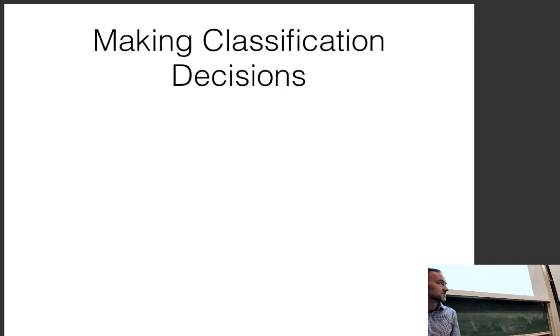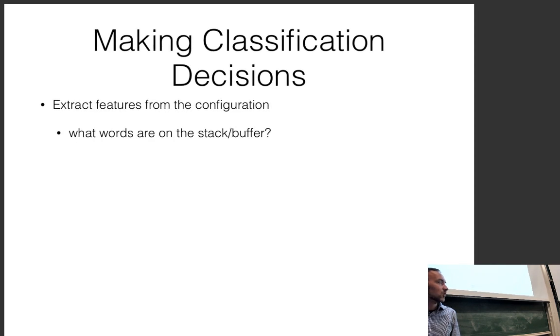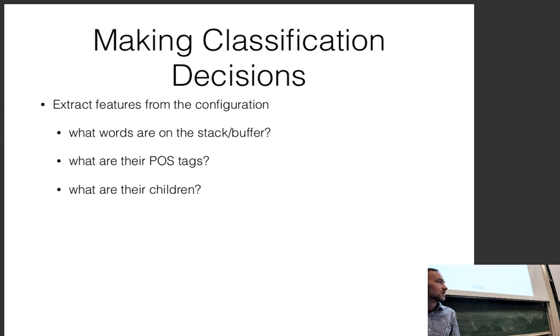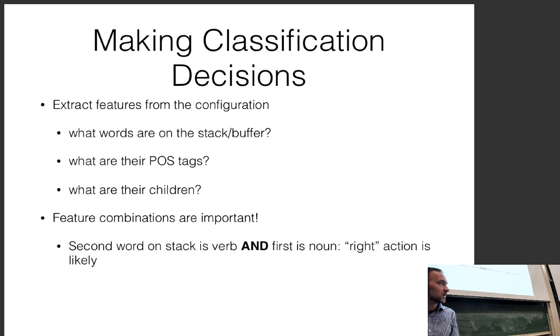So making classification decisions, as was noted, we can extract features from the configuration: what words are on the stack or buffer, for example, what are their part of speech tags, what are their children. And feature combinations are really important. So for example, the second word on the stack is a verb, and the first one is a noun. So what this is saying is basically we have a verb and we have a noun. Nouns are very often children of verbs. So if we have this particular configuration, then the right action will be very likely.